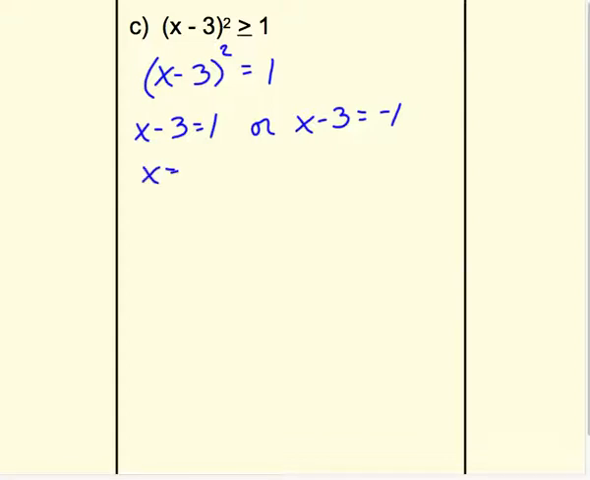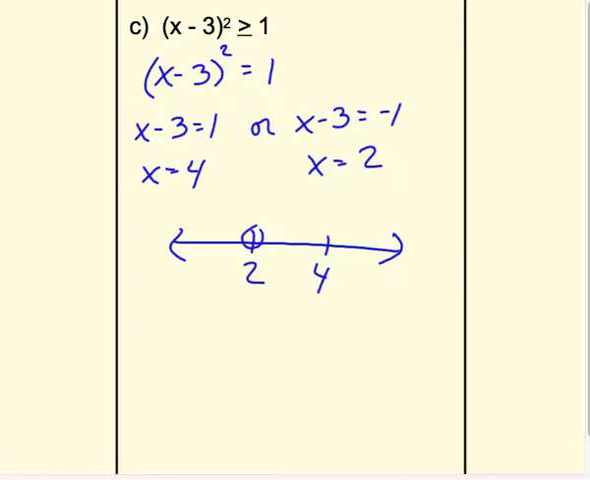Adding 3 to both sides, we get our boundary points to check. So we have 2 and 4. It's an or equal to, so these are both shaded in. Checking 0 for a number less than 2: 0 minus 3 is negative 3, squared is 9, which is greater than or equal to 1. Checking 3, the only integer between 2 and 4: 3 minus 3 is 0, squared is not greater than or equal to 1. And if we substitute 5, 5 minus 3 is 2, 2 squared is 4, which is greater than or equal to 1.